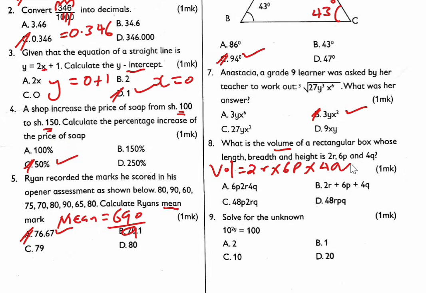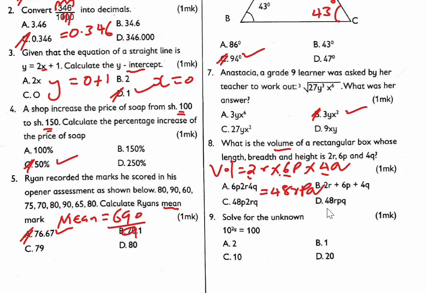We need to multiply the numbers, 2 times 6 times 4. 2 times 6 is 12, and 12 times 4 is 48, so it will be 48. And then multiply the letters, r times p is rp. rp times q becomes rpq.